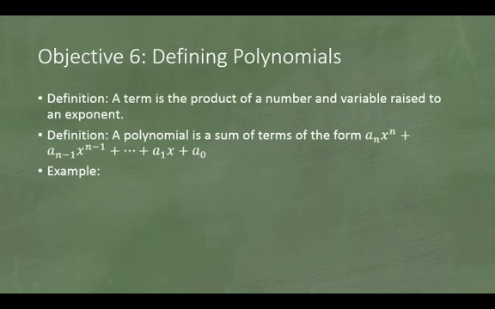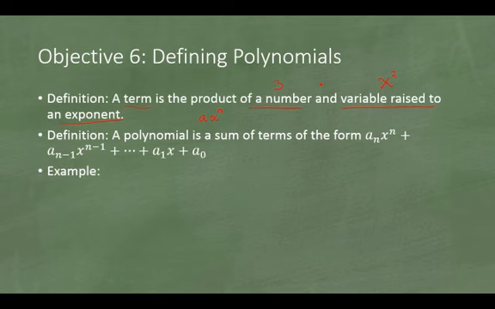Objective 6, defining polynomials. Before we define polynomials, we have to define a term. A term is the product of a number and a variable raised to an exponent. So something like a number like 3, and the variable, say x, raised to some exponent like 2. So 3 times x squared, that's a term. Any number times any variable raised to some exponent is a term.